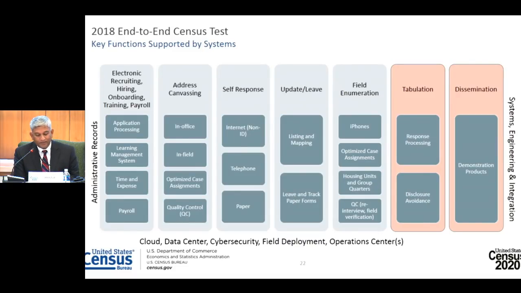This slide, I've already shown this in the last PMR. I wanted to re-show this because it summarizes the key functions that are supported by systems as part of the 18 end-to-end census tests. The 2 key functions of tabulation and dissemination are remaining. One activity that we completed since the last PMR is the group quarters enumeration in the field.